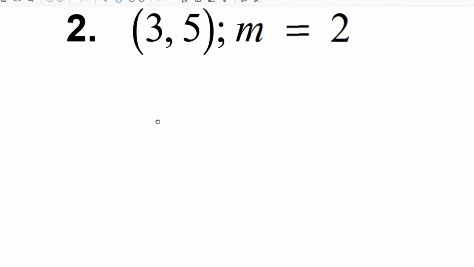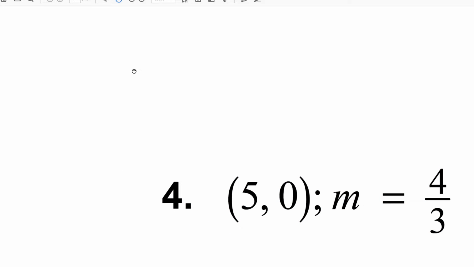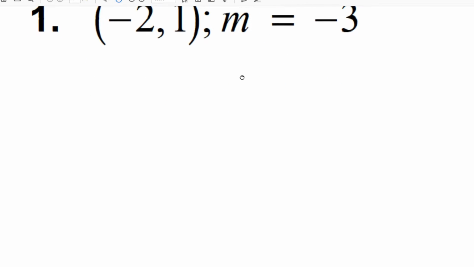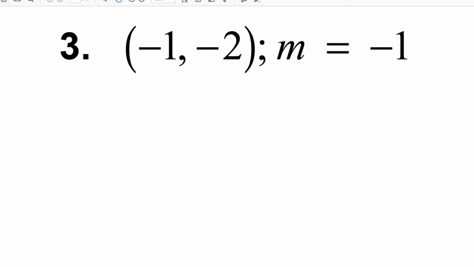Now if we go over to number 2, actually I'll do all the odds in this video. So we'll skip over to number 3. Okay, once again, we have y minus our y equals our slope times x minus our x, and I'll leave that up there this time so I don't have to keep writing it. This is where we plug in the y, the slope, and the x.